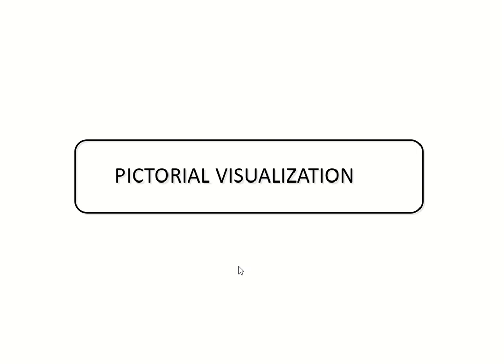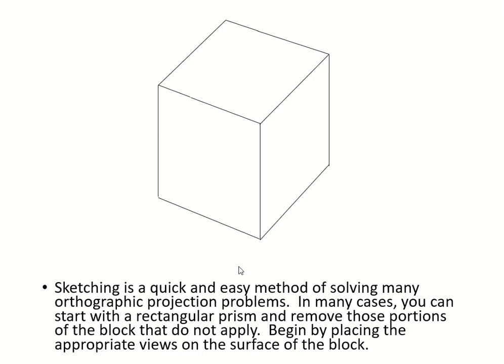Then we'll get into pictorial visualization. Okay, sketching is an easy way of solving many orthographic projection problems. So we usually start with the cube, which is a box, we can just call it, or block. And of course, we have to come up with appropriate views on the surface of that block.